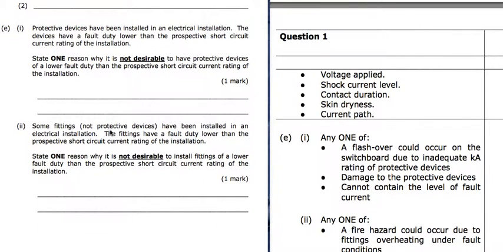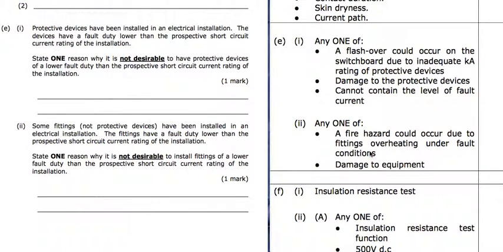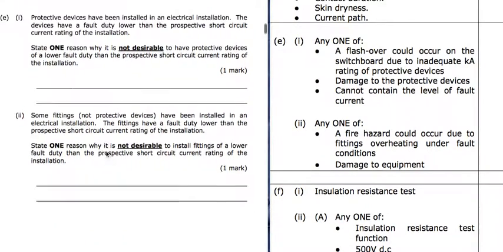If the fitting doesn't have that fault duty, if it's lower than this prospective short circuit current, then we're going to cause damage. It's going to be a fire hazard and damage to the equipment. So we need this fault duty higher than the prospective short circuit current.